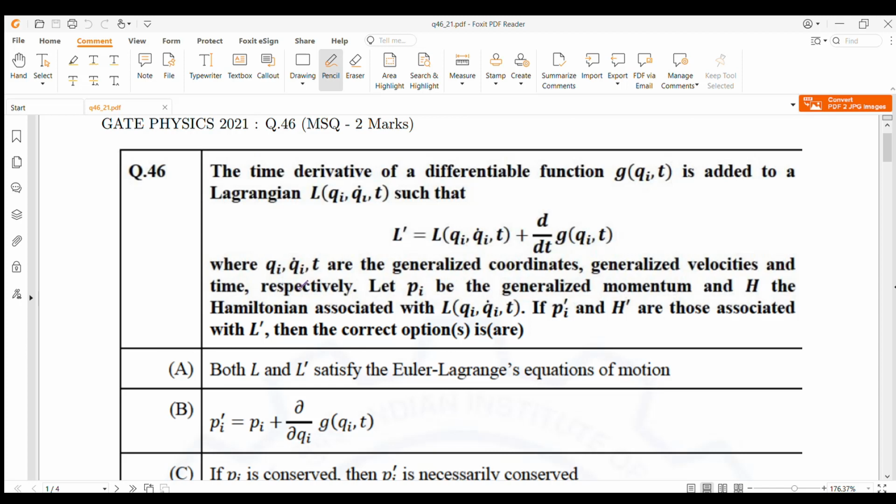Here q, q dot and t are the generalized coordinates, generalized velocities and time respectively. Let p be the generalized momentum and H the Hamiltonian associated with the Lagrangian. If p prime and H prime are those associated with L prime, then we need to choose the correct options.